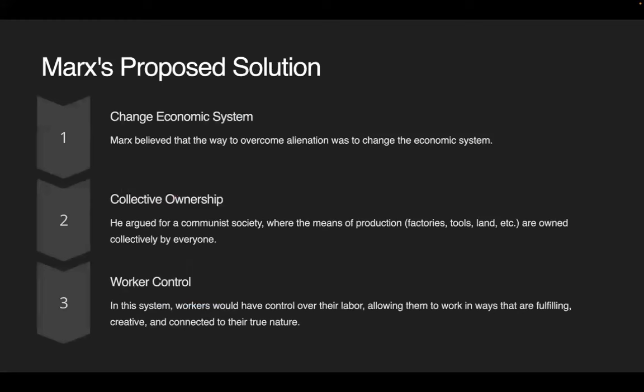Now, Marx also proposed a solution. He said that there should be a change in the economic system. Marx believed that the way to overcome alienation was to change the economic system to what? To communism. Capitalism cannot solve this. There should be collective ownership.